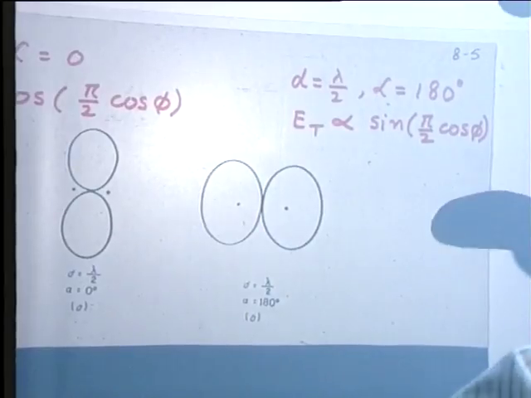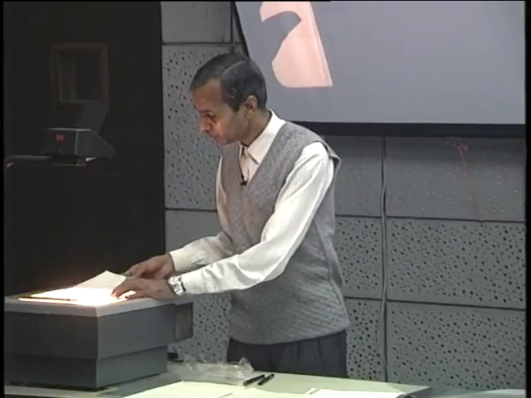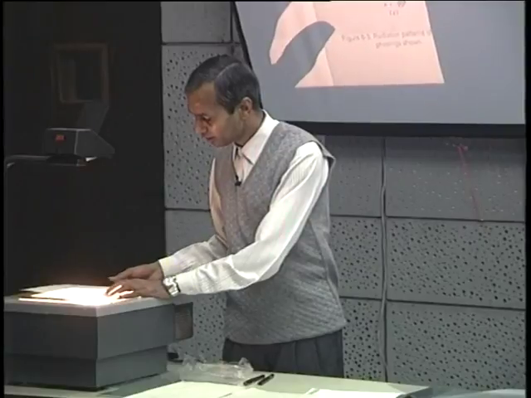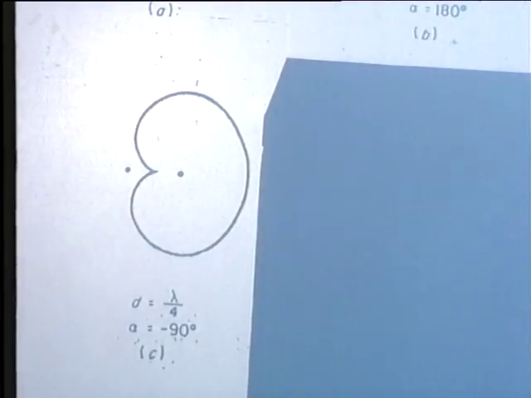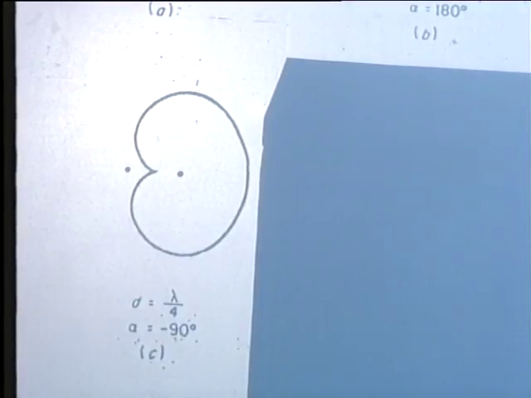Of course, these are two very simple situations. Other situations are equally well possible. For example, one can have a situation where d is lambda by 4, the spacing between the elements, and alpha, the phase by which the antenna 1 excitation leads antenna 0 excitation, is minus 90 degrees. Therefore, actually the antenna 1 excitation is lagging in phase by 90 degrees. Then one gets a pattern which is typically that of a cardioid, when the excitations are of equal amplitude and with this kind of phase.